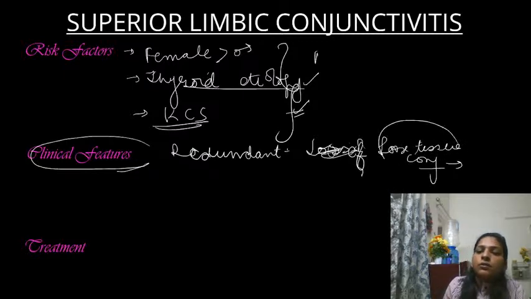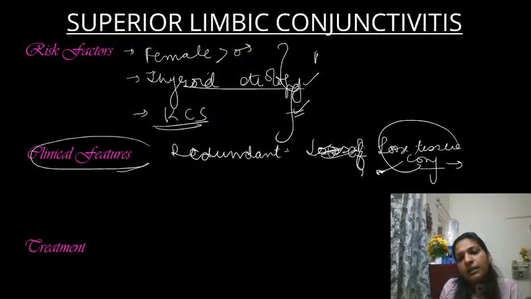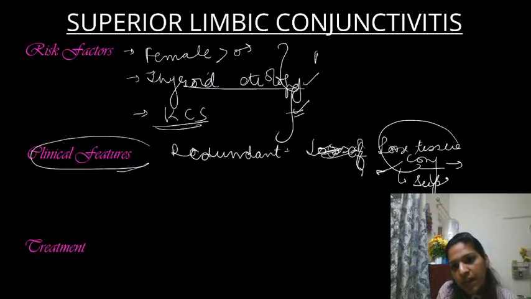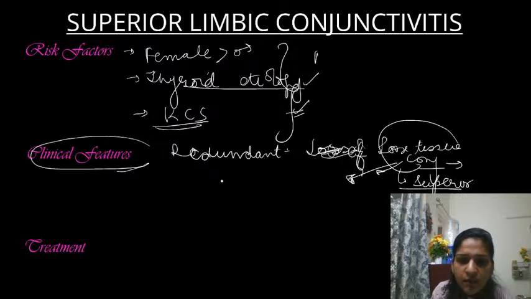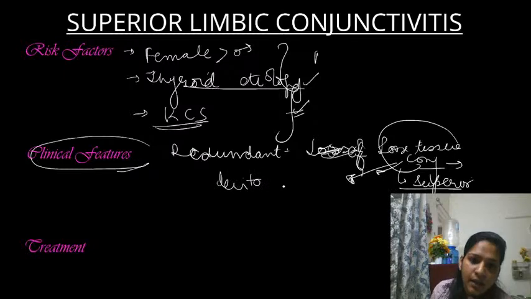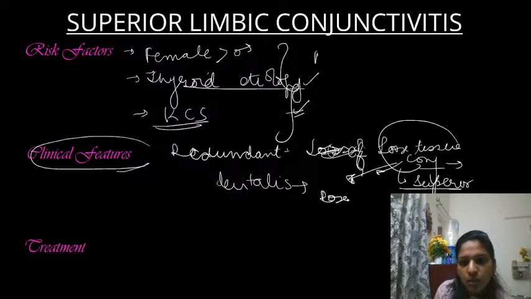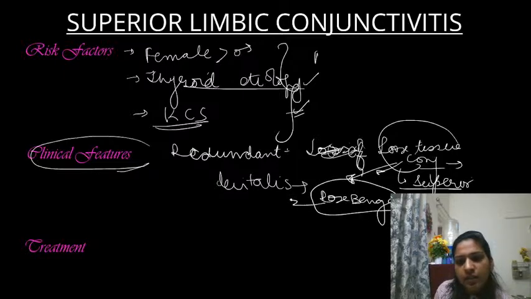It will just hang over the superior limbus, and it is devitalized. Due to the constant rubbing by the upper lid, it gets devitalized and gets stained by rose bengal stain, as rose bengal stains the devitalized tissue.